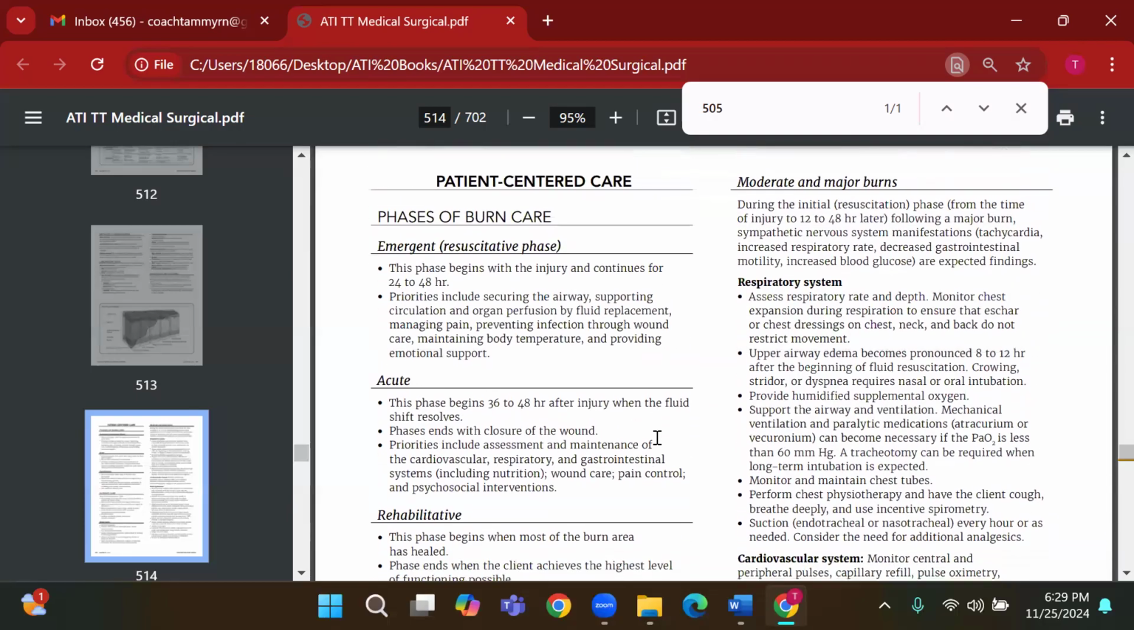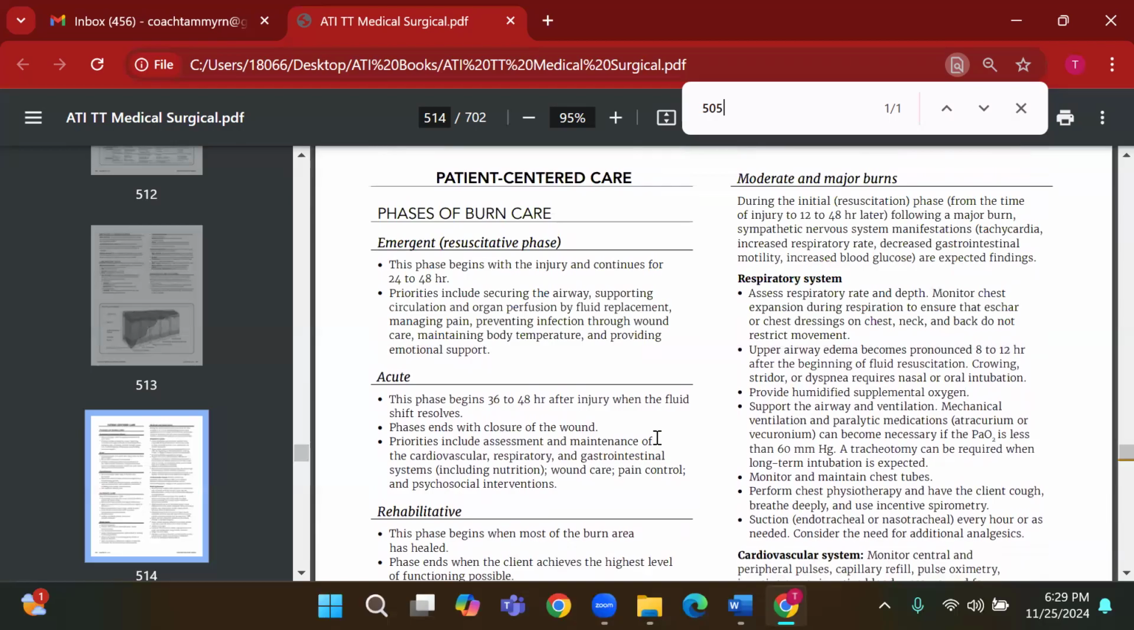Okay. So here's our moderate to major burns, which is probably going to be the category you're going to be dealing with on this exam. And it says during the initial phase, 12 to 48 hours following a major burn, look what happens. The sympathetic nervous system manifestations. We have a few things on this exam that deal with the sympathetic nervous system. But think of the patient as going into fight or flight. Tachycardia, increased respiratory rate, decreased GI motility, and increased blood glucose are expected findings. I think I might want to know that.